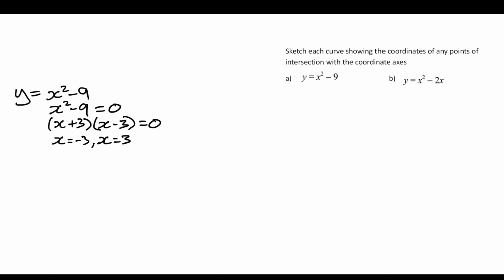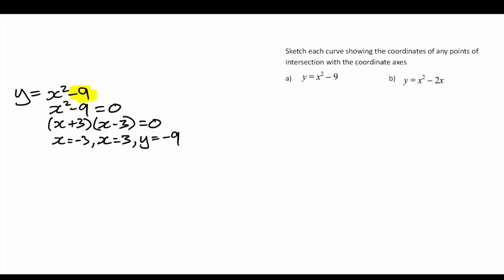Okay, so now that we know where it crosses the x-axis, we have one more intercept to consider, which is where it crosses the y-axis. Just looking at the function itself, we can see the y-intercept by inspection. The constant term in any quadratic is always going to be the y-intercept. It's the value of y when x equals 0.